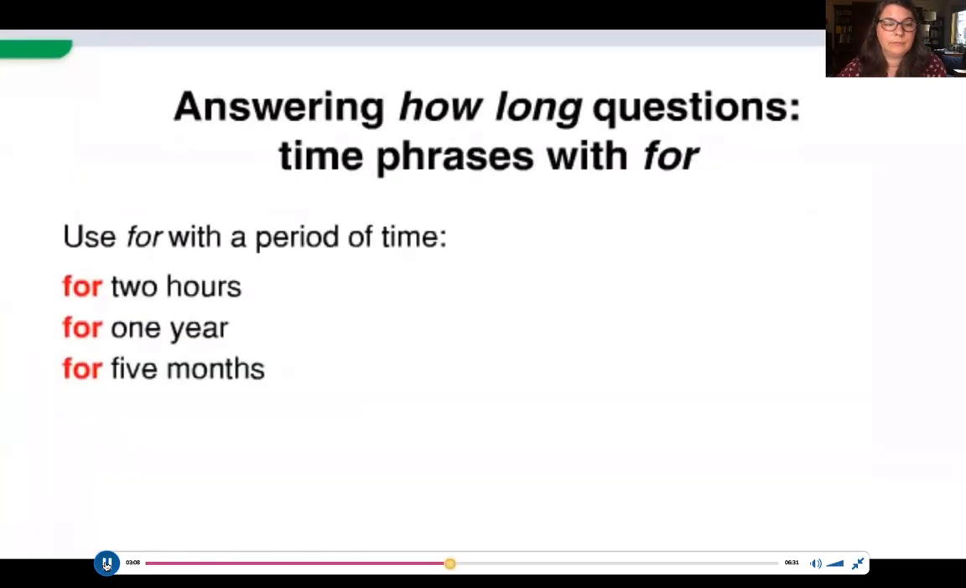Answering how long questions. Time phrases with for. Use for with a period of time. For 2 hours. For 1 year. For 5 months. Okay, a period of time is a start and a finish, okay? For 2 hours, from 10 o'clock to 12 o'clock. It's a section, a period of time. It doesn't matter if it's short or very long. If it has a start and a finish, a period of time, you use for.